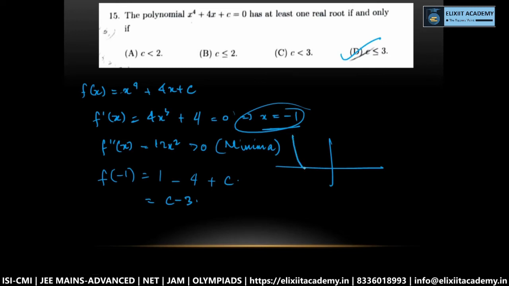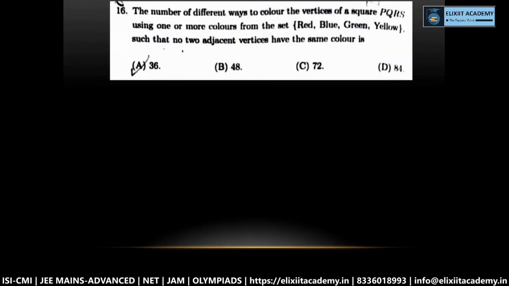Just a rough sketch I'm drawing. So at minus 1 we have the minima. Obviously this c minus 3 will be less than or equal to 0. So c is less than or equal to 3, right? At minus 1 we have minima, and c minus 3 is less than or equal to 0, which means c is less than or equal to 3. And most of you have done this correctly. We now move on to question number 16.